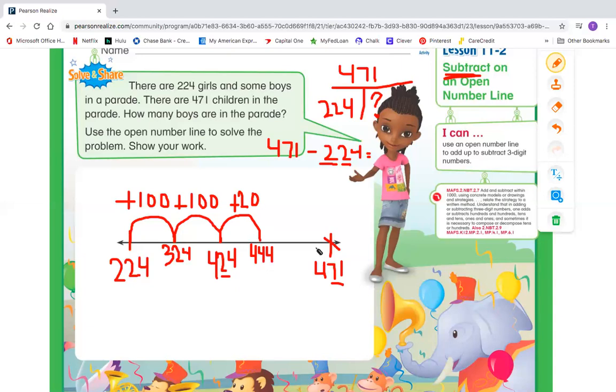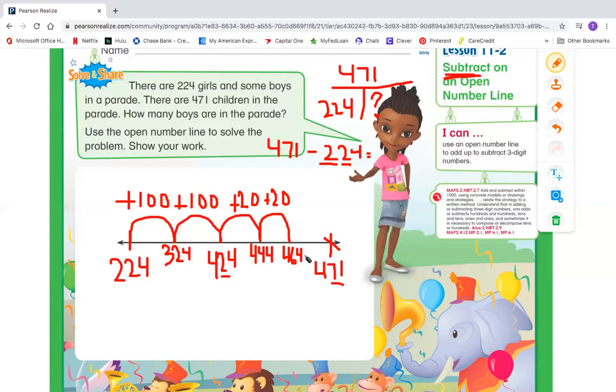So I'm just going to try 2 more. Let's add another 2 tens, which is 20. 2 more tens. Now I'm at 464. Let's see. Now I jumped 20, I jumped another 20, now I'm at 464. I need to be at 471.